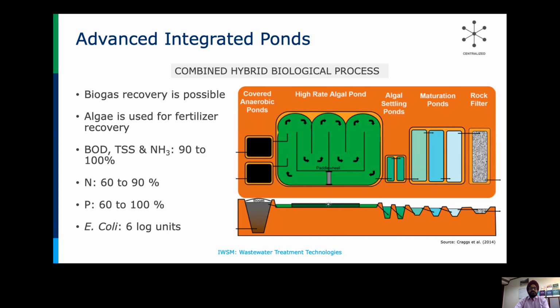I don't think this has been tried in India as yet. It requires a good process where you ensure that the high rate algal pond actually circulates the algae and the sludge over a period of time, and that is why it's a little complicated.